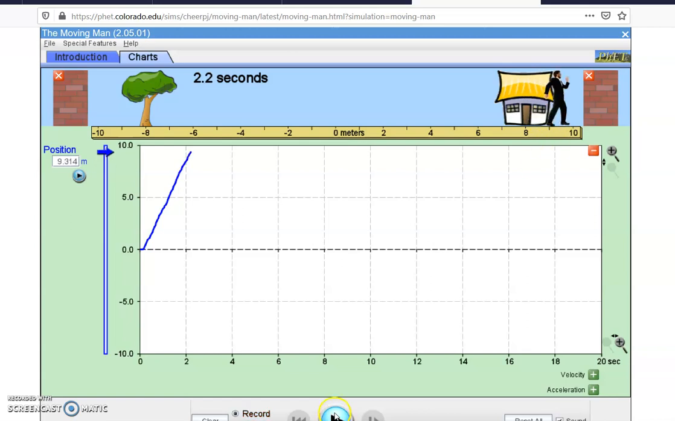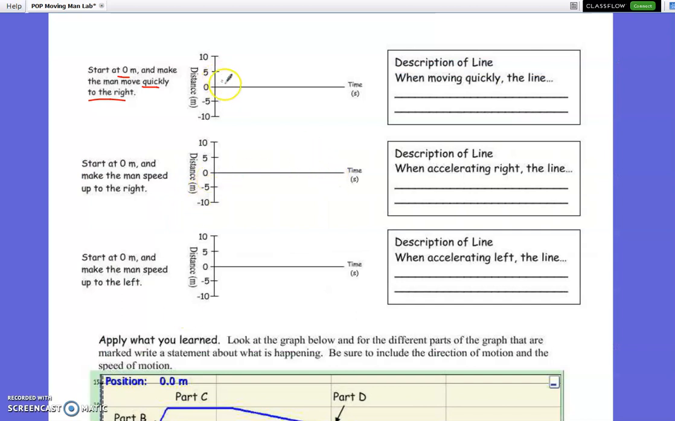Pause there. Now we'll go back to our worksheet, and we'll draw again a steeper line than we did the previous time. So when moving quickly, the line is steep.